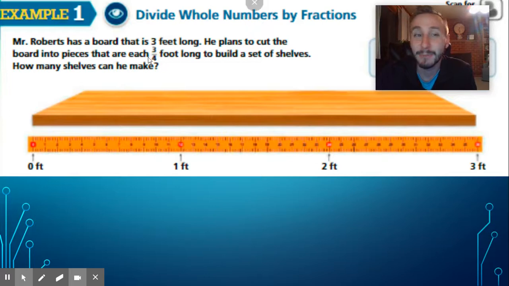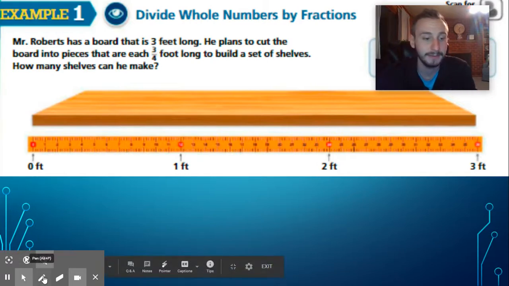Mr. Roberts has a board that is 3 feet long. He plans to cut the board into pieces that are 3/4 foot long to build a set of shelves. How many shelves can he make? So there's a long piece of wood that's 3 feet long, and he wants 3/4 sections, and he just wants to know how many pieces can he get from this board, right? So let's divide and use keep, change, flip.